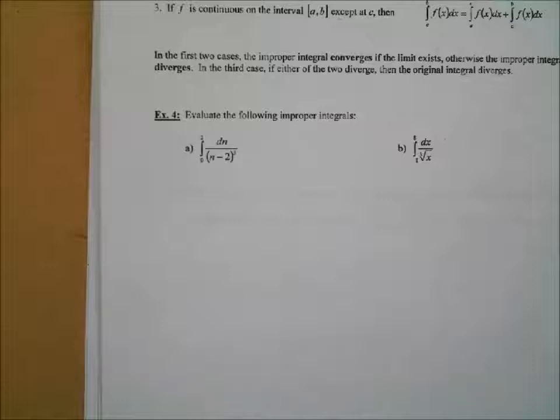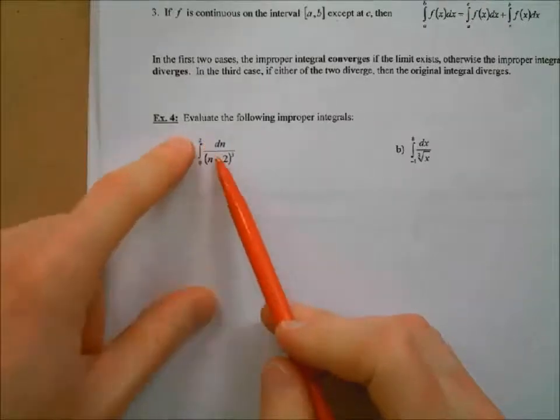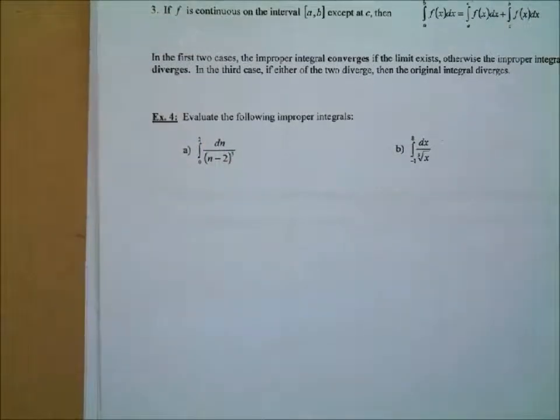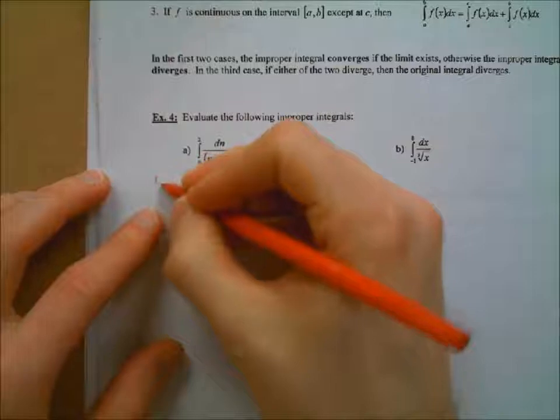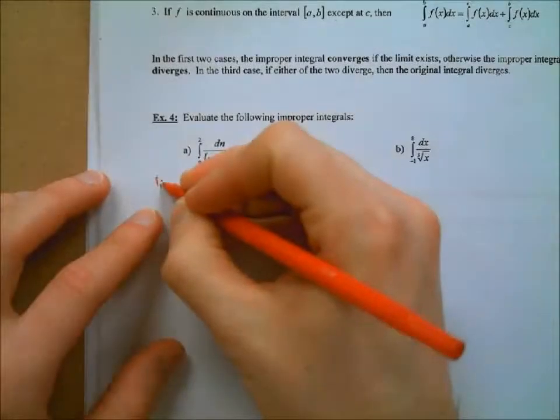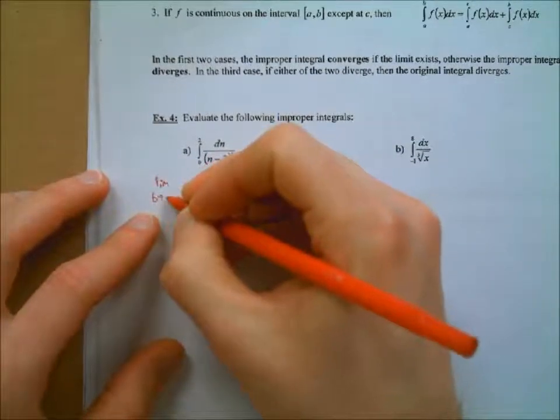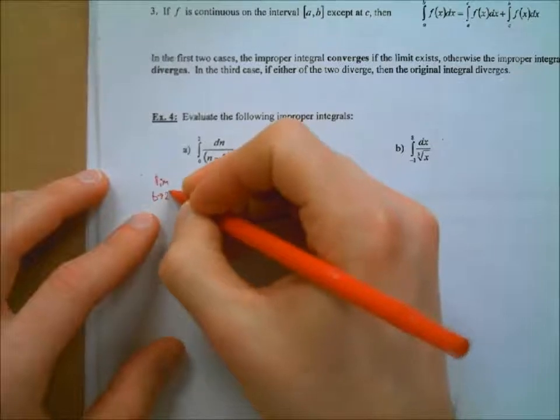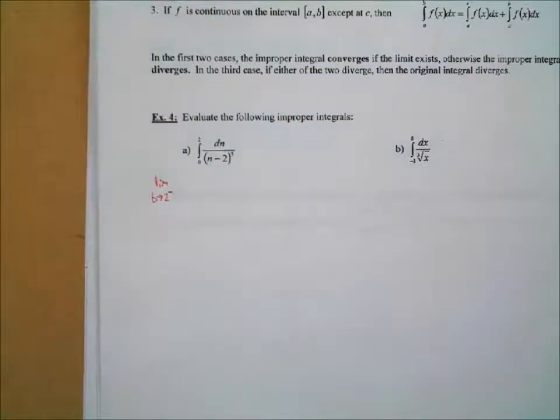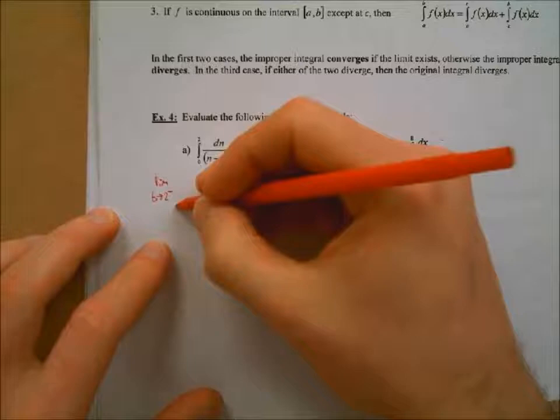Exactly. At 2, our upper limit of integration, the integrand would be undefined, right? If we have 1 over 0, that's the issue there. We have a discontinuity at that point too. So we have to use a limit here. We'll say the limit as b approaches 2 from the left, from 0 to b.